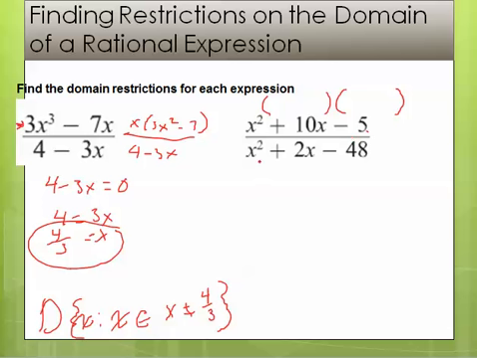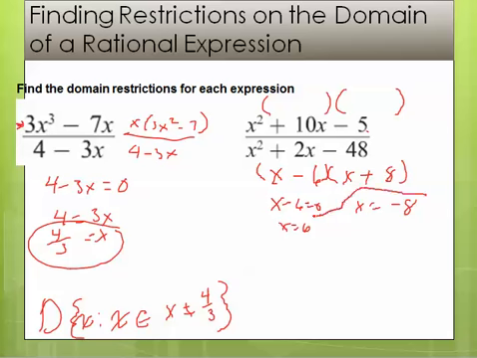So the denominator, could it be factored down into some things that we could set equal to 0? And 48 is a combination of 6 times 8. So that's going to be a 6 and an 8. And since it's a negative number, the 8 is going to be a positive, and the 6 is going to be a negative. It's going to be x plus 8 and x minus 6. And so what we'll do is we'll say x minus 6 equals 0, or x equals 6, and x equals negative 8. Those would be my two values that I would want to exclude from the domain.